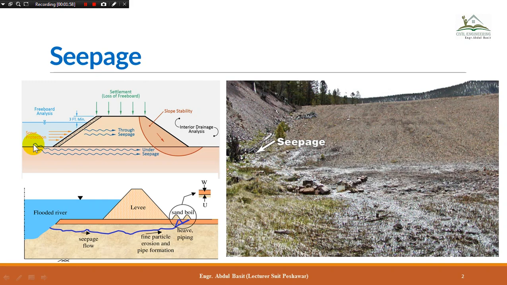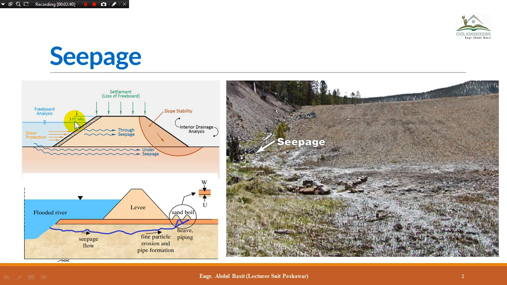But from the bottom, from the bed of the reservoir, you can see that at a certain distance from the wall, you will have a pervious layer. That pervious layer will allow the seepage to happen through it, and then it will go under the dam structure and emerge on the other side, and that will ultimately reduce the slope stability on the downstream side of the wall. This is the seepage that is normally stated as under seepage.